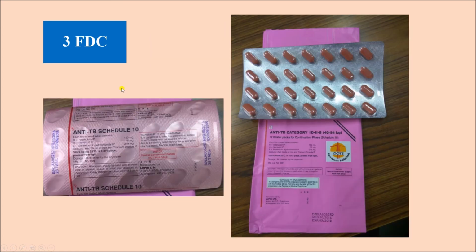And this is the 3 drug FDC, which is the drug for the continuation phase. So rifampicin, isoniazid and ethambutol. This is what the strip looks like.